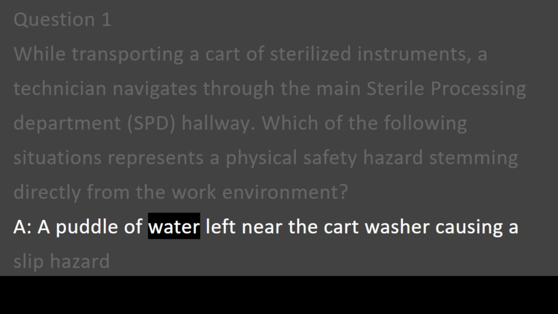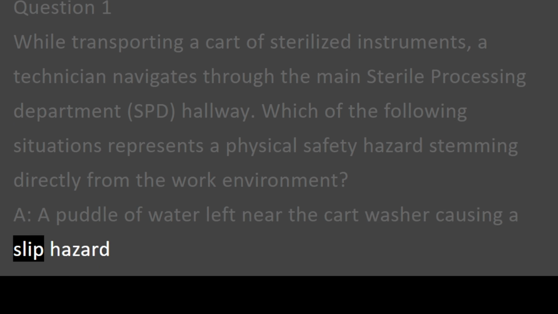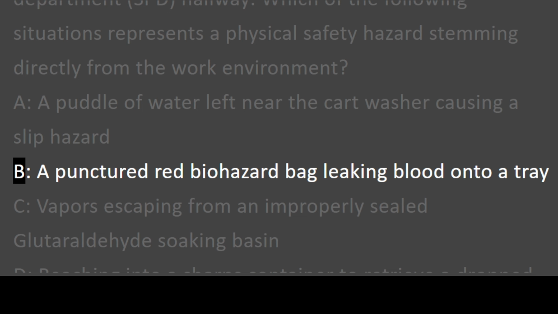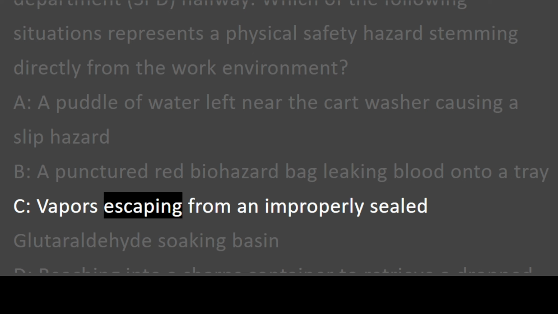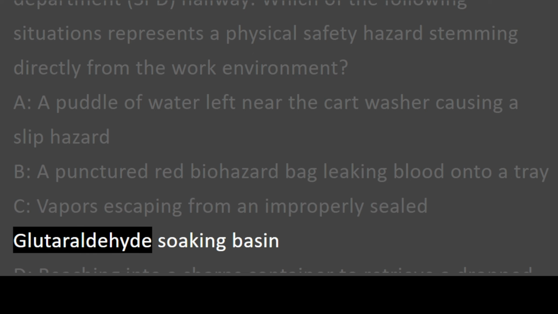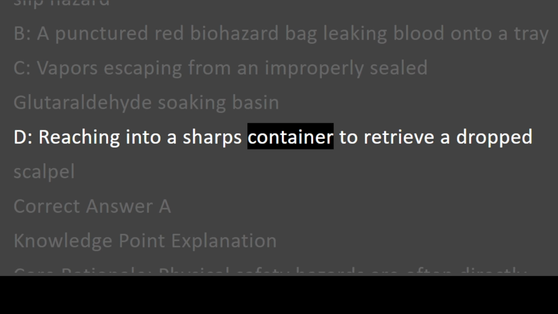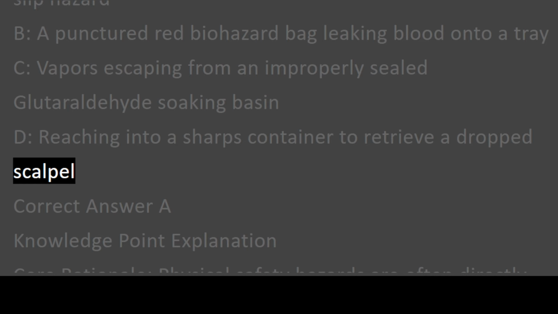A. A puddle of water left near the cart washer causing a slip hazard. B. A punctured red biohazard bag leaking blood onto a tray. C. Vapors escaping from an improperly sealed glutaraldehyde soaking basin. D. Reaching into a sharps container to retrieve a dropped scalpel.